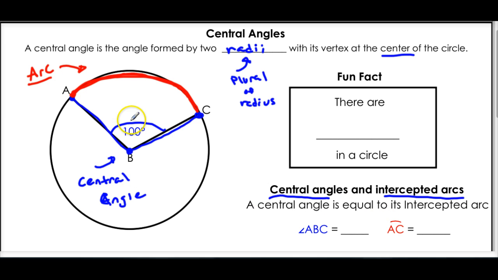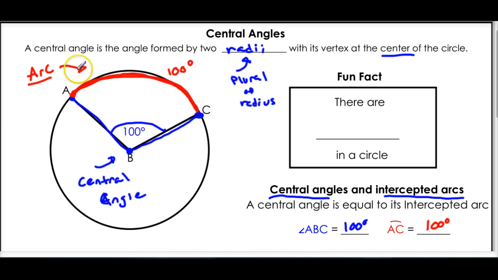And what I know is that the measure of the central angle is going to be equal to the measure of the arc. So if my central angle is 100 degrees, my arc is also 100 degrees. That's it. Pretty straightforward, right? So if ABC is 100, that's my central angle. And we know AC, which is the arc, is also 100 degrees.